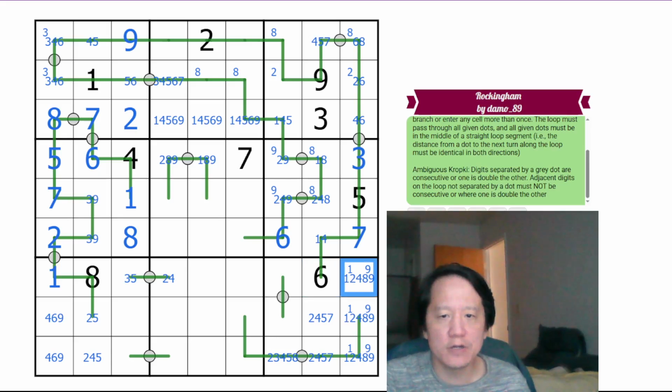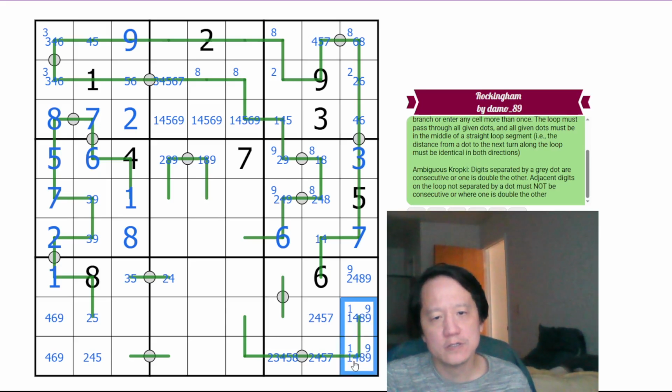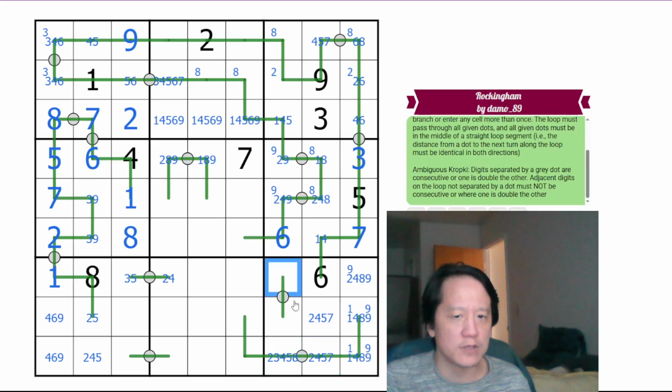No 1 here because of 1 in the row. So this is guaranteed to have a 1 here. You cannot have a 2 here because that would be consecutive with the 1 guaranteed. So therefore this cannot be 2, and there's no gray dot between them.